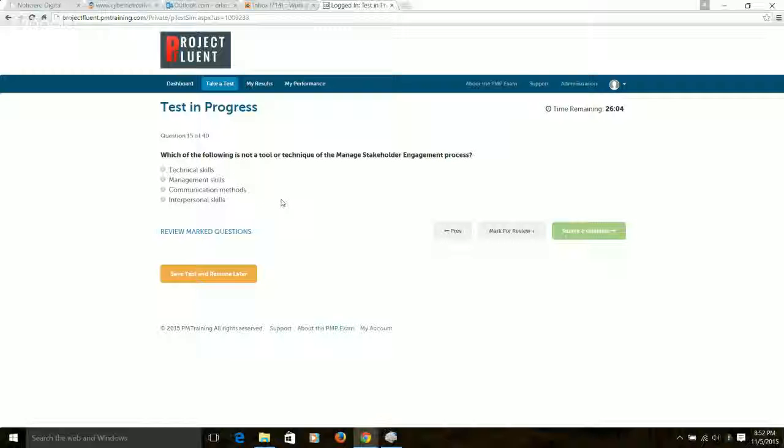Which of the following is not a tool or technique for the manage stakeholder engagement process? Technical skills, management skills, communication methods, interpersonal skills. A.